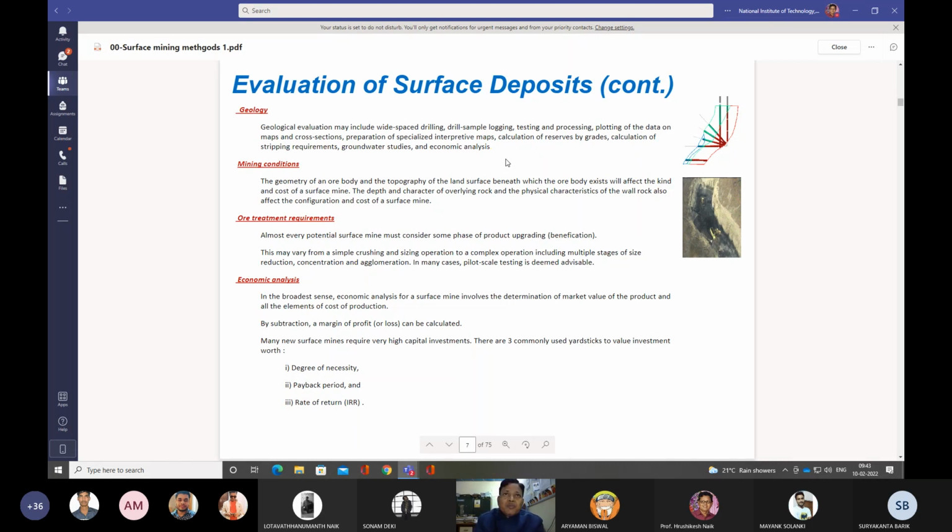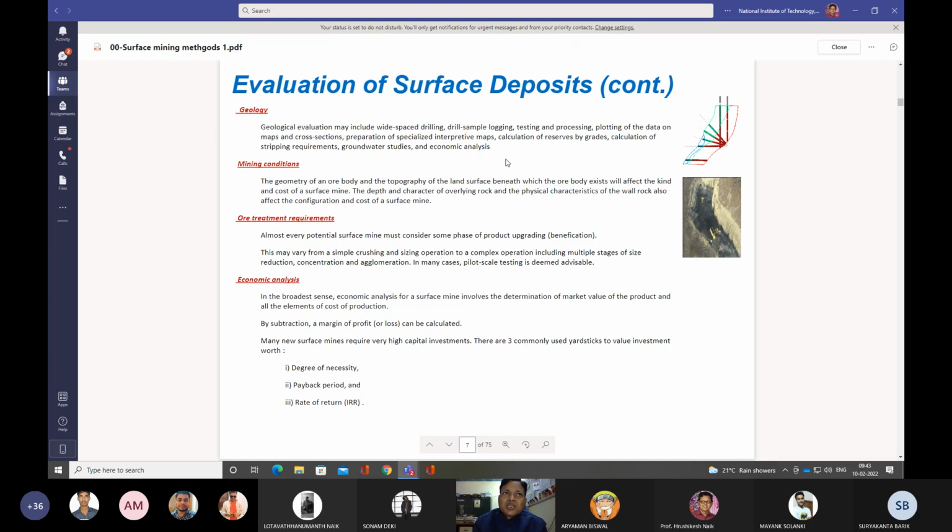Sometimes you have to go for pilot scale testing to know the quality of the ore, how to upgrade the ore. And finally, before the start of the mining operation, the economic analysis is to be carried out to find out the cost of mining and how much profit you are going to get.